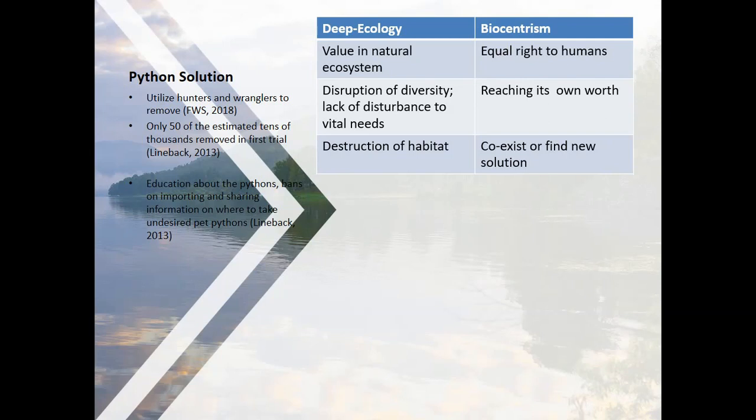Biocentrism would have us look in another manner. Even though humans caused the invasion, the snakes have every right to live as humans do. The snake is doing no wrong, as it is trying to reach its full potential or worth. Given these two ideas, humans do not have a right to intervene by killing the snake and should find a way to live with the python, or find a more suitable method such as capture and relocation.